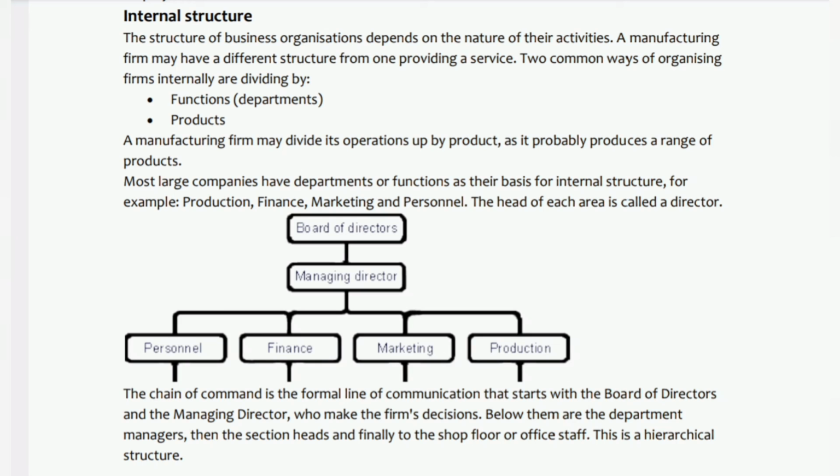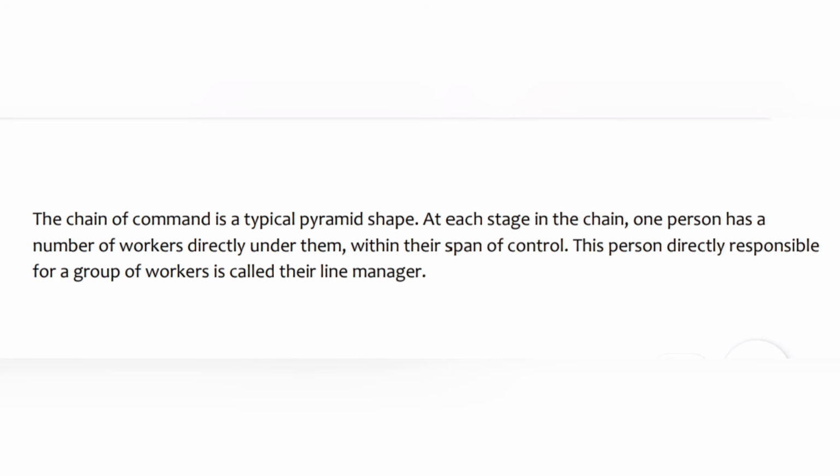The chain of command is the formal line of communication that starts with the board of directors and the managing director, who make the firm's decisions. Below them are the department managers, then the section heads, and finally to the shop floor or office staff. This is a hierarchical structure. The chain of command is a typical pyramid shape. At each stage in the chain, one person has a number of workers directly under them, within their span of control. This person directly responsible for a group of workers is called their line manager.